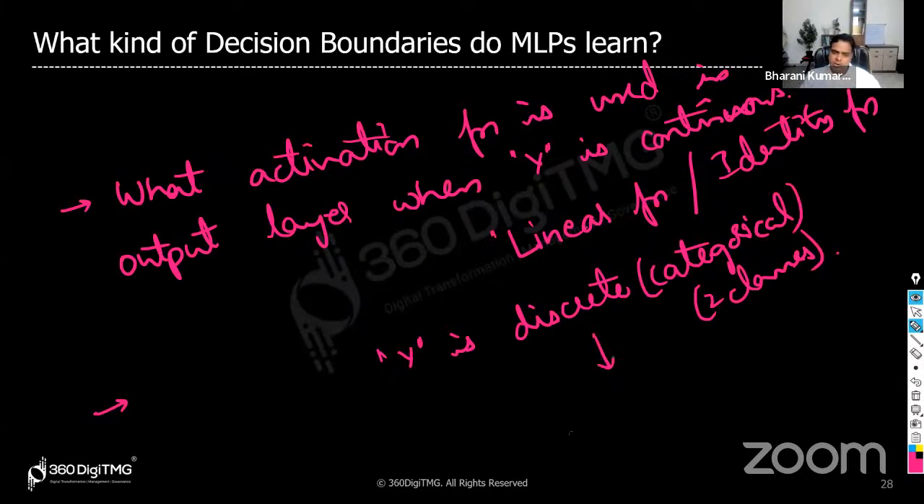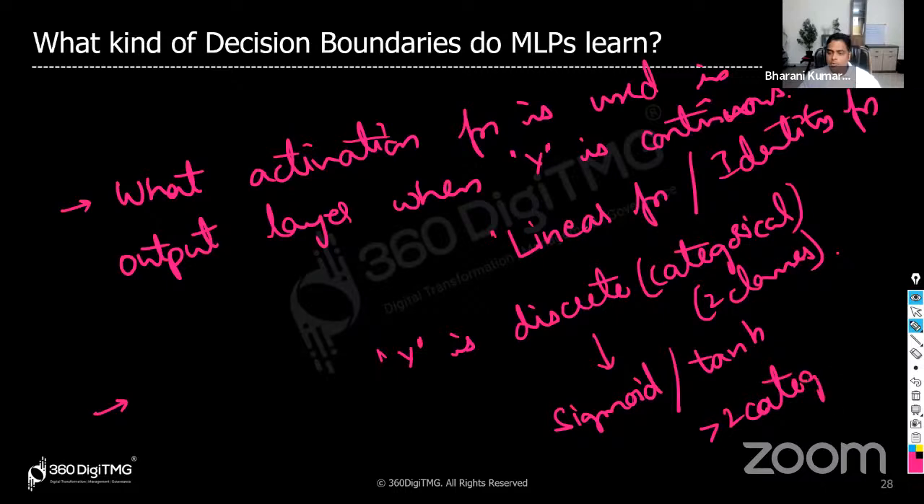Is it only sigmoid? Or can I use something else? Or tangent, hyperbolic tangent. Absolutely, bang on. What if your output variable is discrete in more than 2 categories or more than 2 classes? We use softmax.